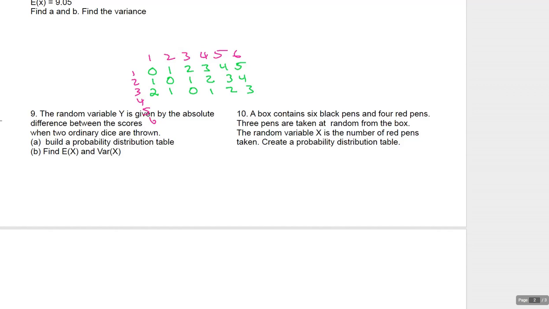All right, so that would be 6 out of 36, or 1/6, right? And you notice the ones, they happen here, they happen here. They're probably going to be scattered. You have to make sure you catch them all, right?